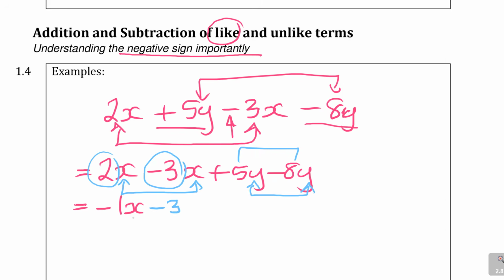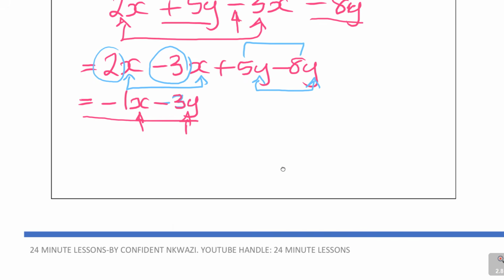Okay, let me maintain my pen there. It's minus 3, but look at this. Minus 3, what was the variable? It was y. From here, leave it like that. You can't do anything between what? X, and you can't do anything between y. Are you with me? So that is how you approach these.